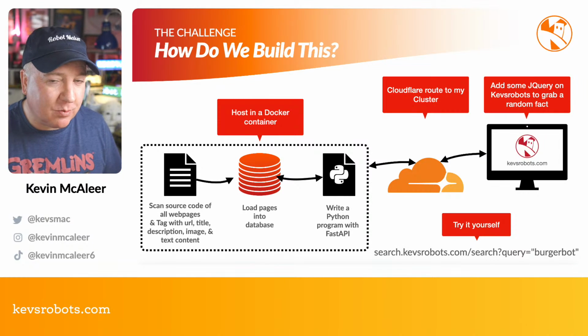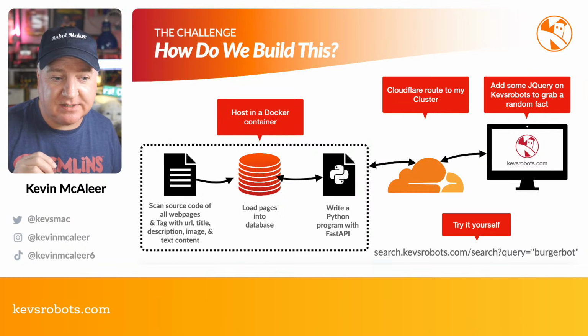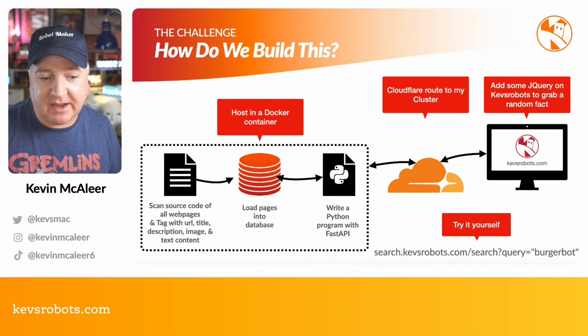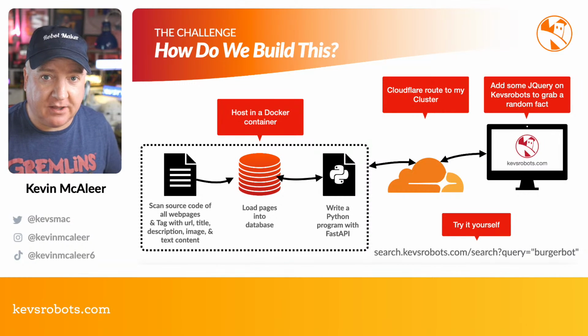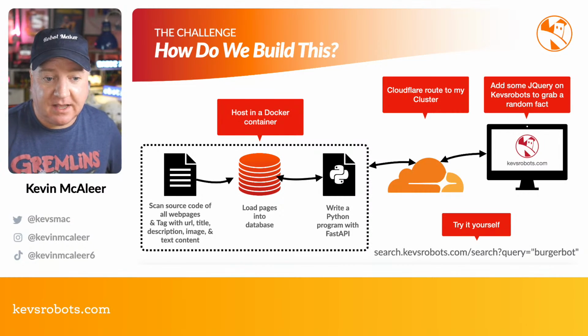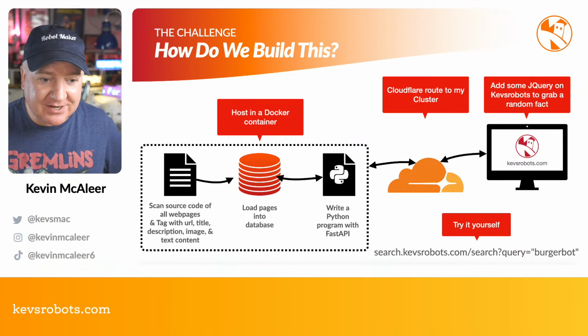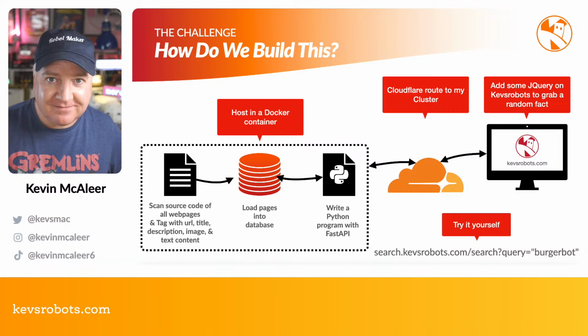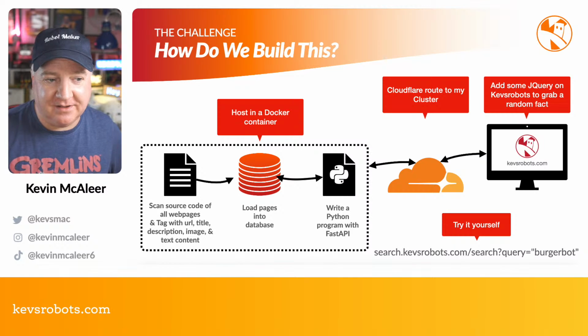So similar to what we did with those raw facts, we're going to do that kind of similar process, load it into a database, and then we're going to write a Python program with FastAPI to make all that happen and run that in a Docker container, just like we did with the random facts. I'm still going to use Cloudflare as my router protection, and also it can speed up some of the results too. I'm going to add some jQuery as well to KEDRobots to grab the, in this case it's going to be the search, not the random fact.